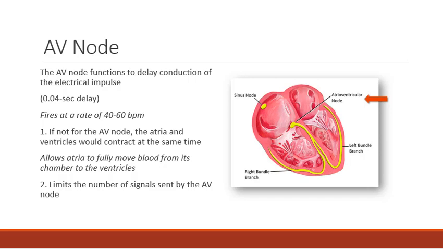Again, the major function of the AV node during each cardiac cycle is to slow down the cardiac impulse to mechanically allow time for the ventricle to fill. If not for the AV node, the atria and the ventricles would contract at the same time. So this will limit the number of signals sent by the AV node.